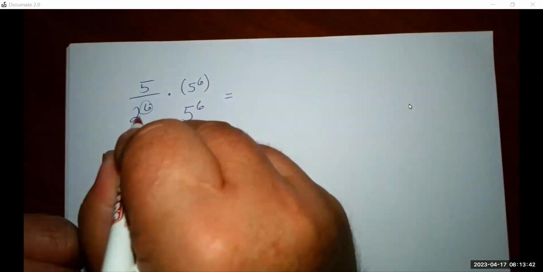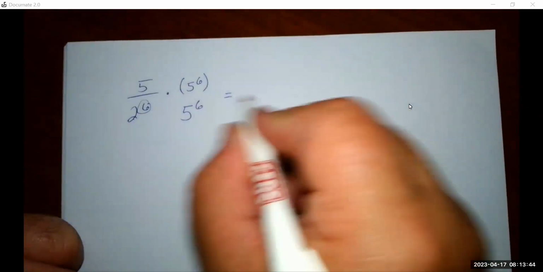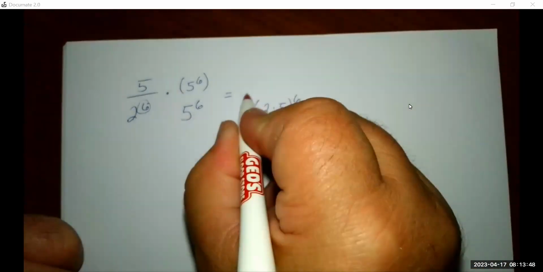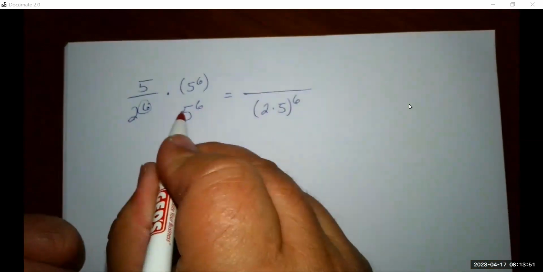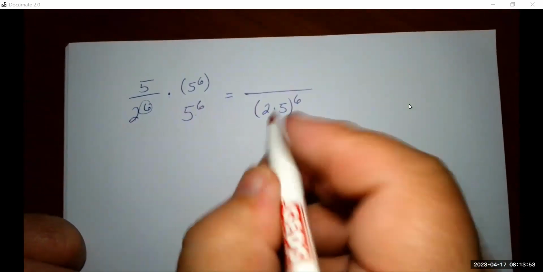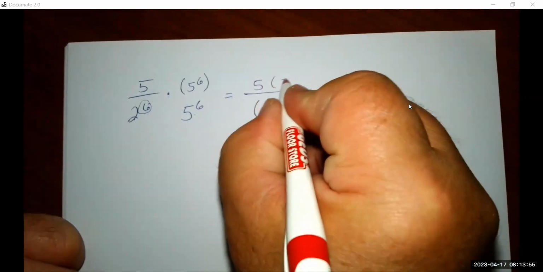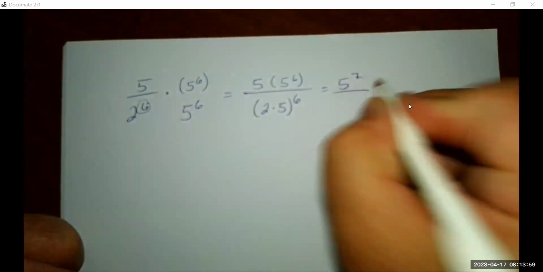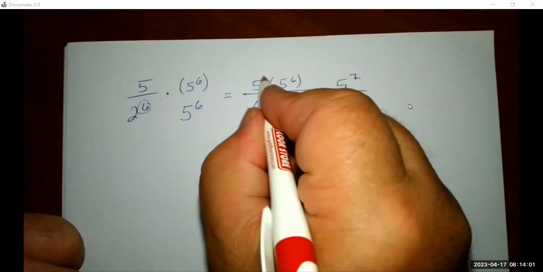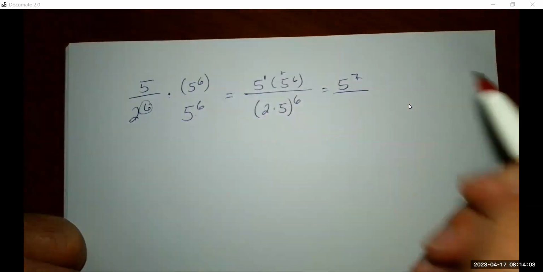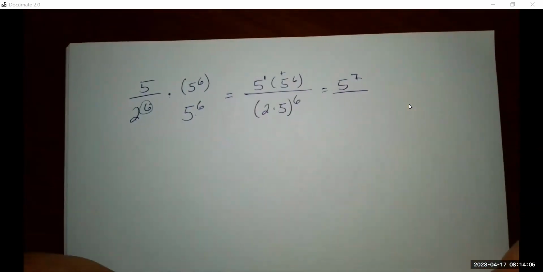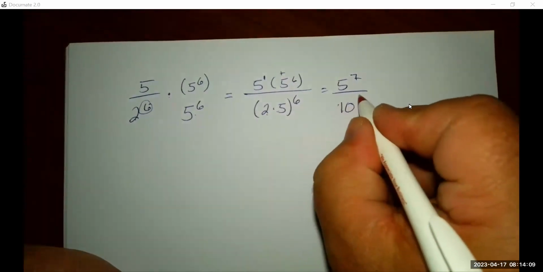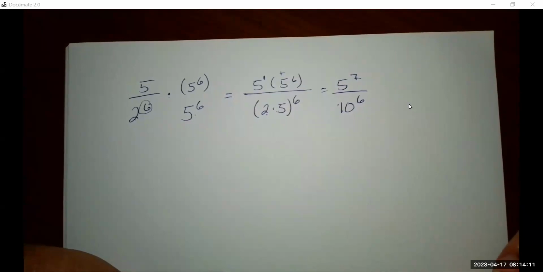So on the bottom, since we have 6 2s and 6 5s, since they both have 6, they're multiplied together. And on the top we actually have 5 to the 7th, because we have 1 here and 6, we add the powers on top. So 2 times 5 is 10 to the power 6.